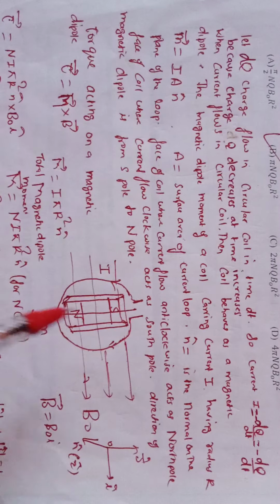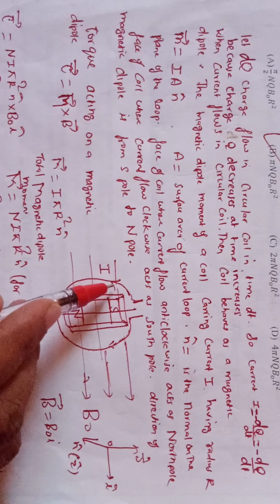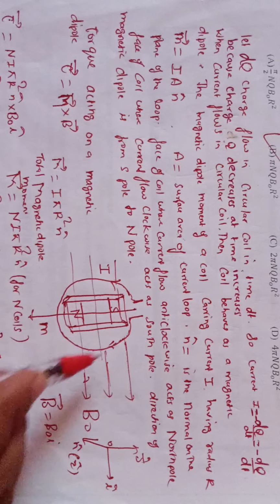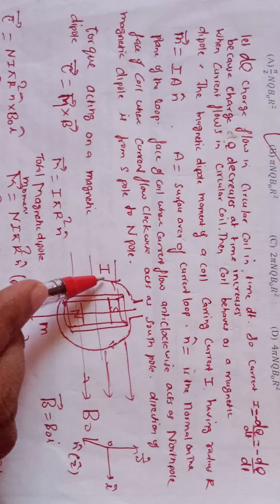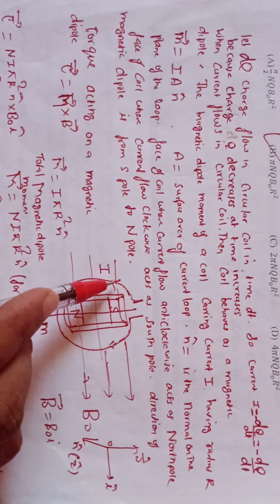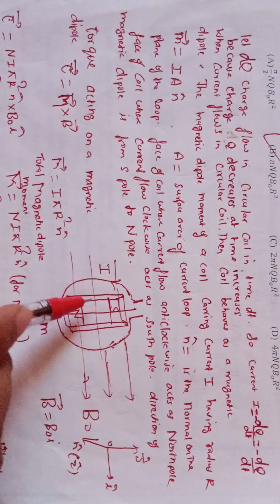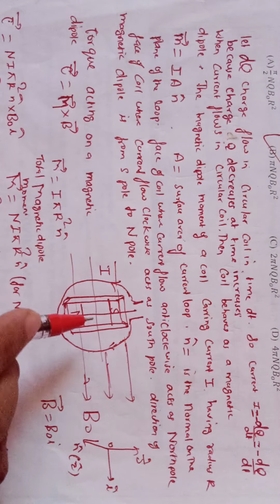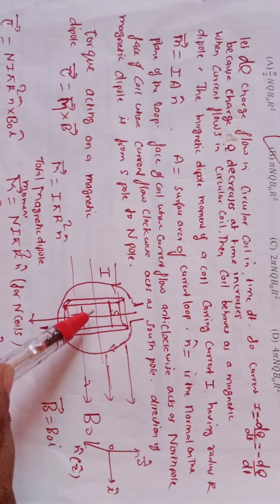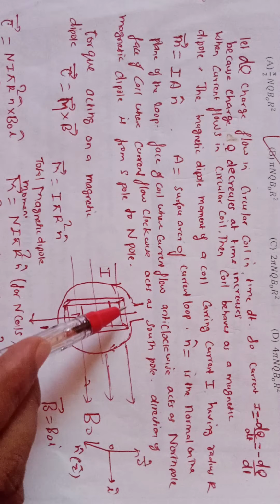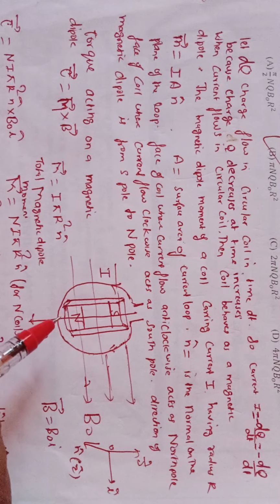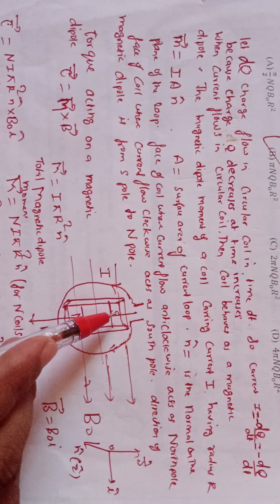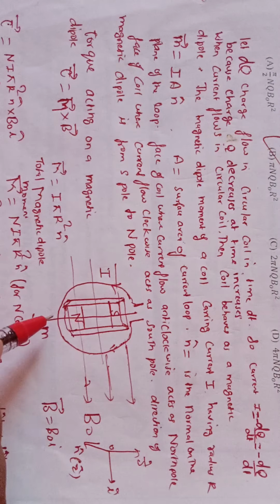Now see in this diagram, suppose current I is flowing in this coil. Then we see that on this face the current is flowing anti-clockwise, therefore this face becomes the N pole, and the backside of this coil becomes the south pole. Then the direction of the magnetic dipole is from the S pole to the N pole.